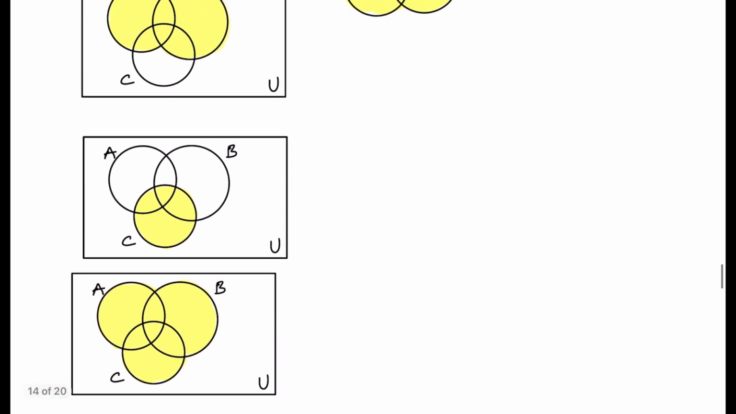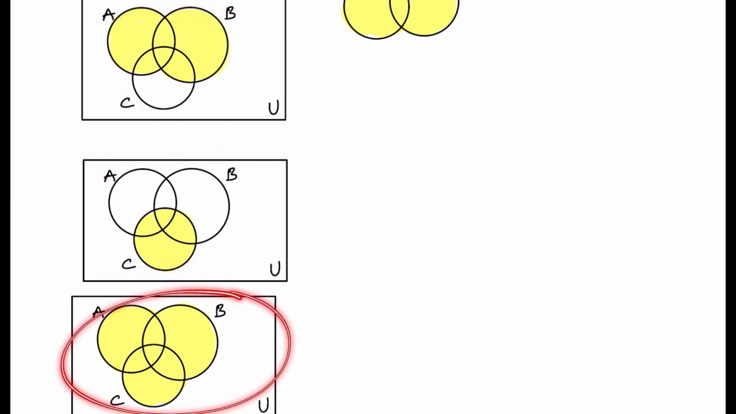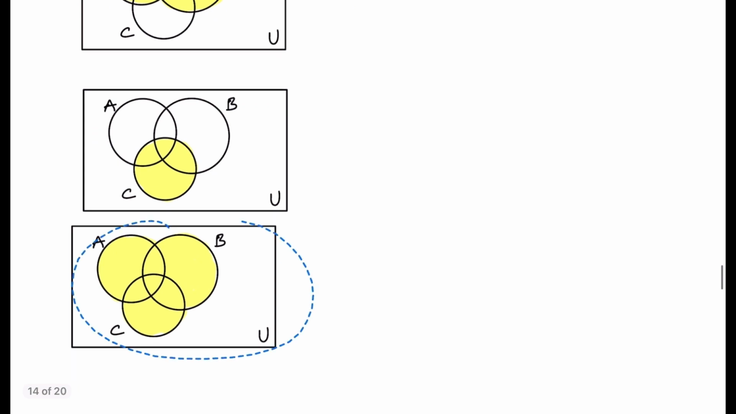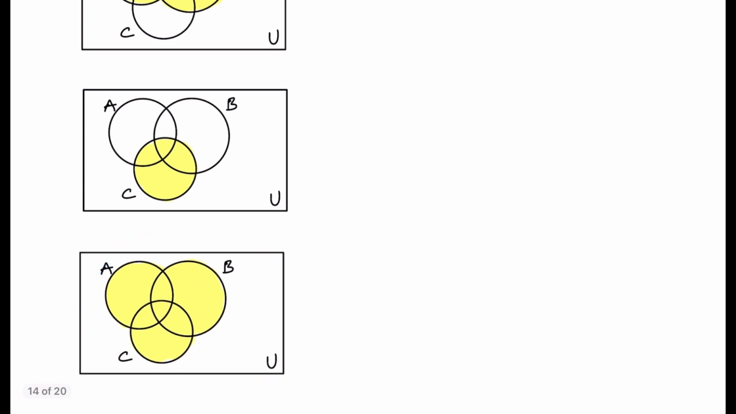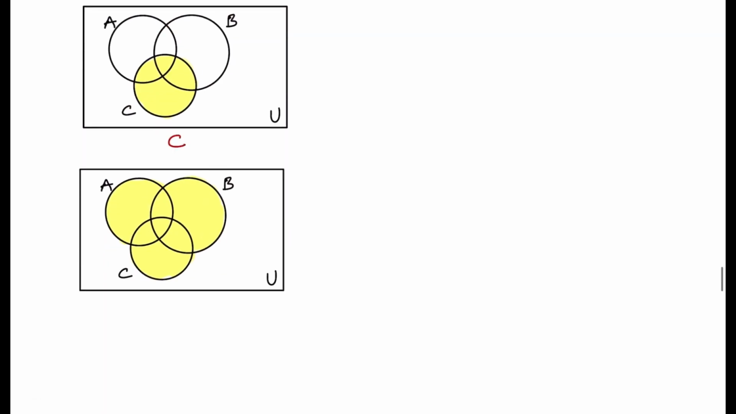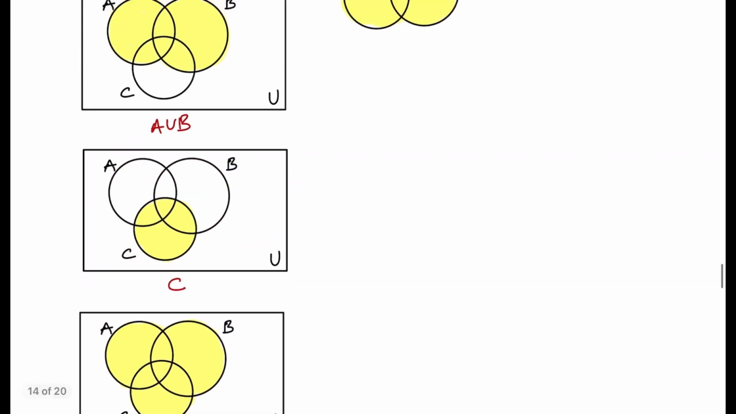So basically we have to combine this and this, then only will I get this. I can write here, this is the shaded region for A union B, the shaded region is set C, and this is the shaded region for A union B union C.